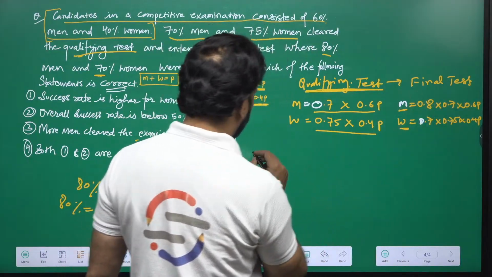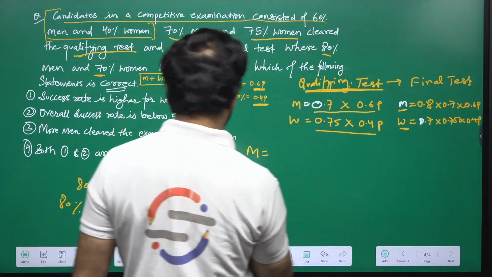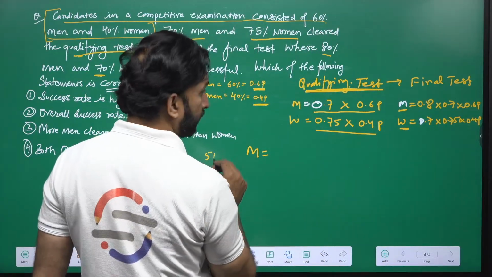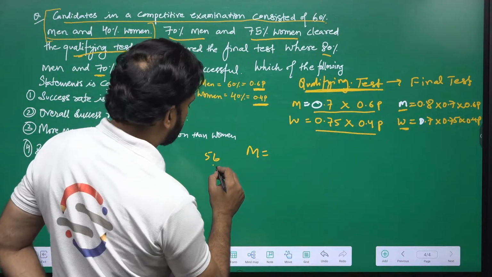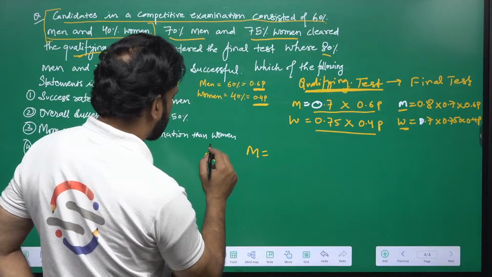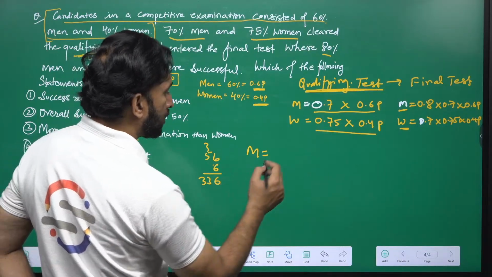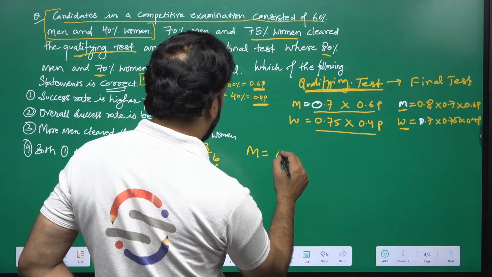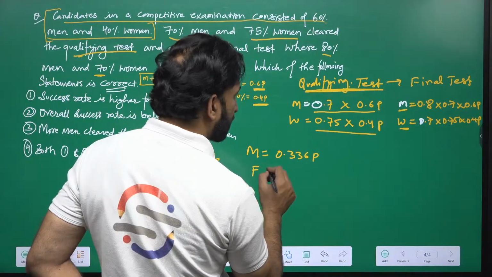So male is equal to 56. 56 multiplied by 8 7s are 56 multiplied by 6. 36, 3, 30, 33. So this comes out to be 0.336P.